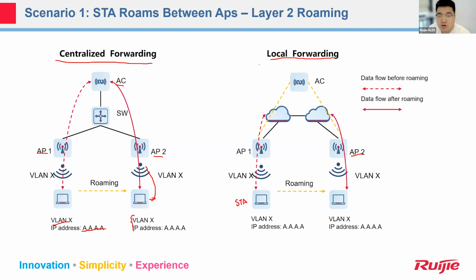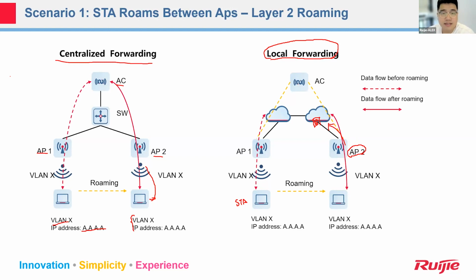And since it's local forwarding, the AP will check the local forwarding entries and send it to the network, for example, to the switches, and the switches will locally forward these packets, this traffic, while we don't send it to the AC. Okay, this is about the definition of roaming and how traffic is forwarded in the layer 2 roaming situation.